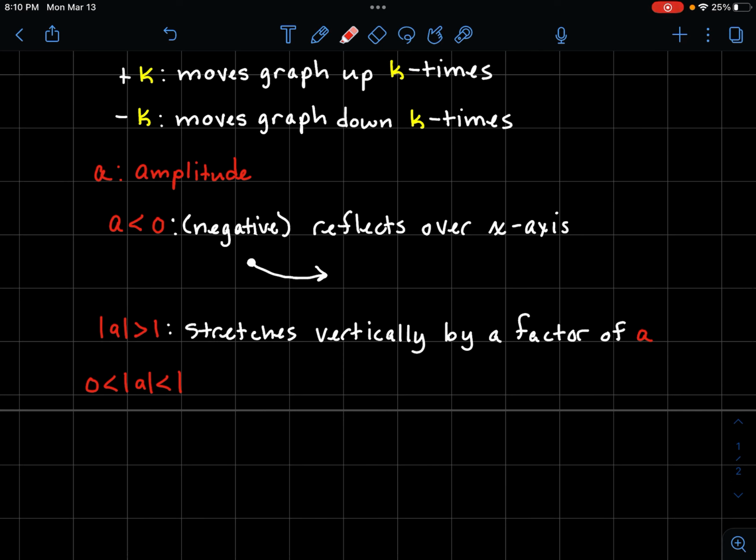And the last thing to look at, if that fraction, or maybe the decimal, is between 0 and 1, then instead of stretching it, we're going to be compressing it. This graph is going to be pretty flat, as opposed to stretching it, making it grow faster.